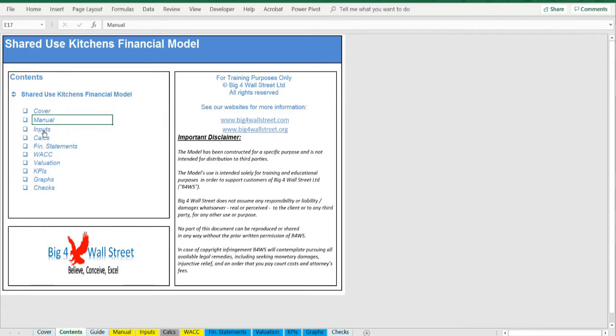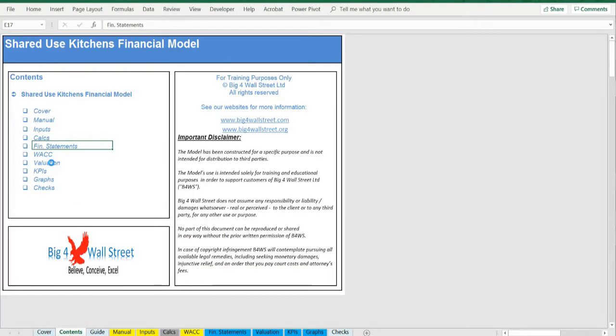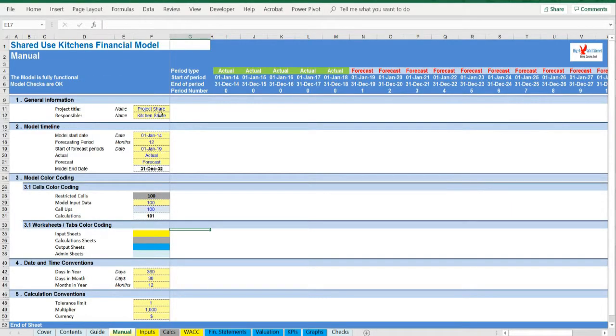In the Contents tab you can see the structure of the model and by clicking on any of the headlines to be redirected to the relevant worksheet. On the Manual tab you are able to feed the general information for the model such as model name, responsible, timeline of the model and date and currency conventions. Additionally, there is a description of the color coding of the model in the same tab.